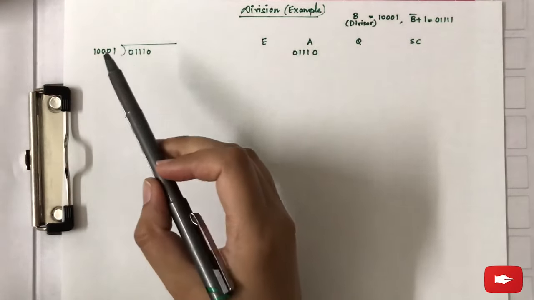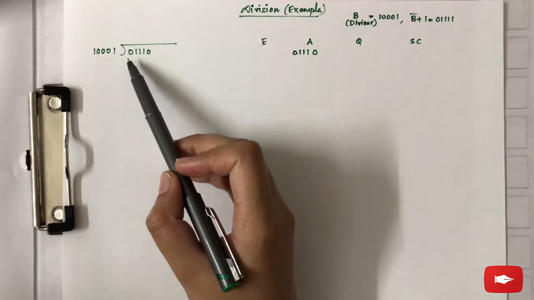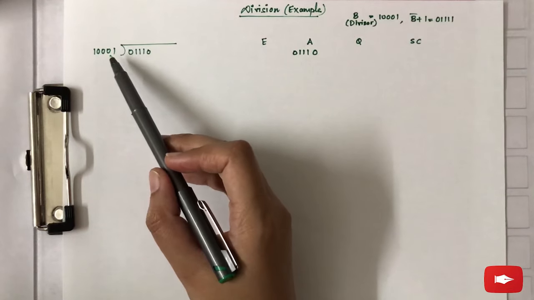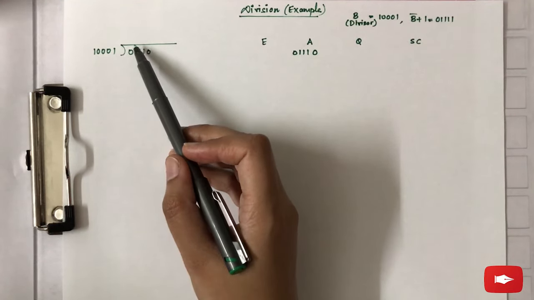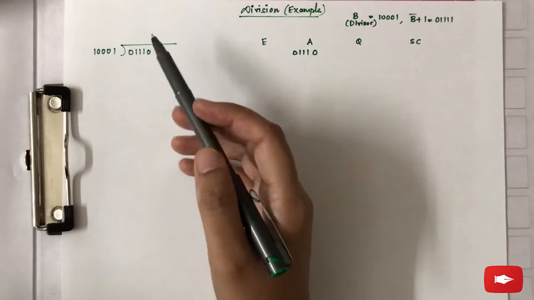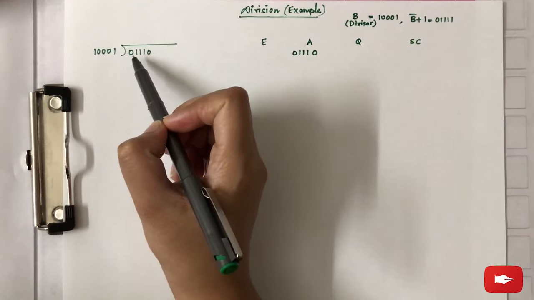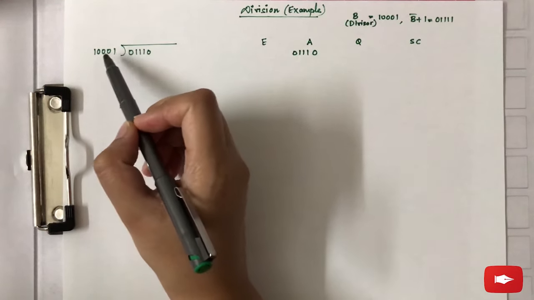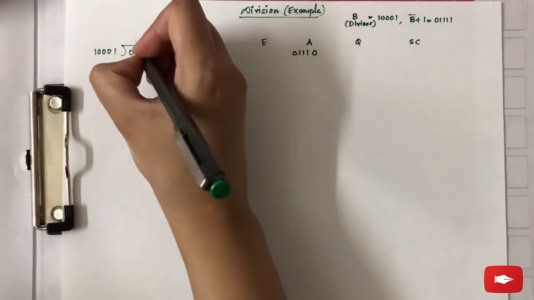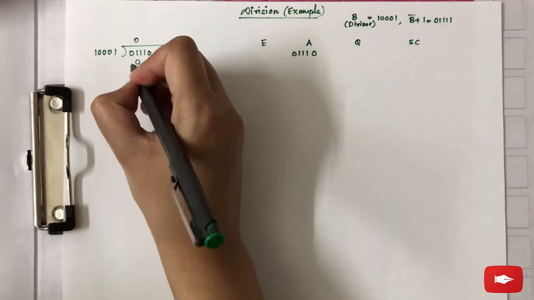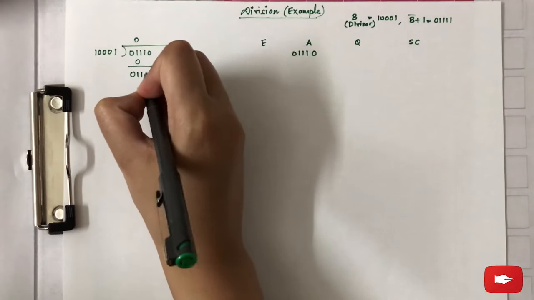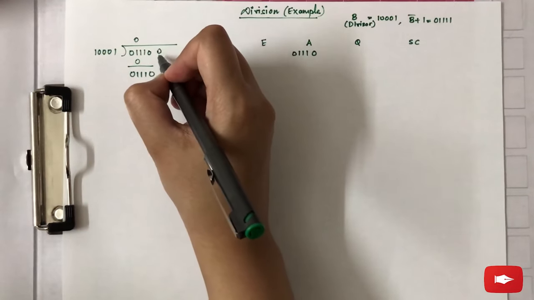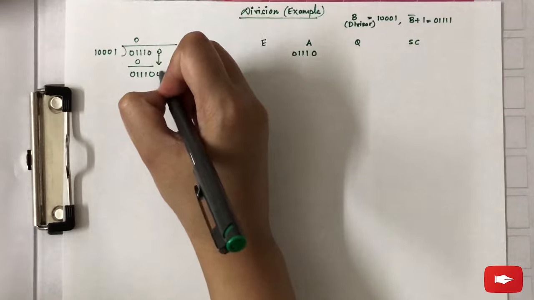So here what we have to do is simply compare the divisor with the dividend. If the divisor is smaller than the dividend, the quotient will get a 1, otherwise it will get 0. So firstly we'll compare these two. Now because this is smaller and this is greater, it will be a 0 here, and we'll subtract, so we'll get 0 0 0 0 itself, now taking a 0, bringing it down.